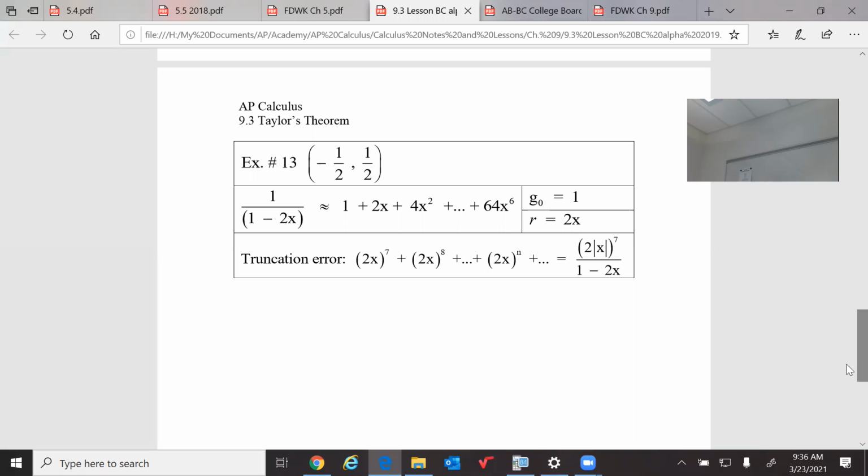So then what? Well, they say go to the 6th order, which is 64x to the 6th. So what comes after that? Those terms. Your constant multiplier is 2x. So we'd have 2x to the 7th, which is the first term, divided by 1 subtracted constant multiplier. Except in this example, you need the absolute value symbols. Why? Because some of the exponents are odd. Like the interval is negative 1/2 to 1/2. If you put a negative value in here, you just want the truncation error. You want how much it's off by.